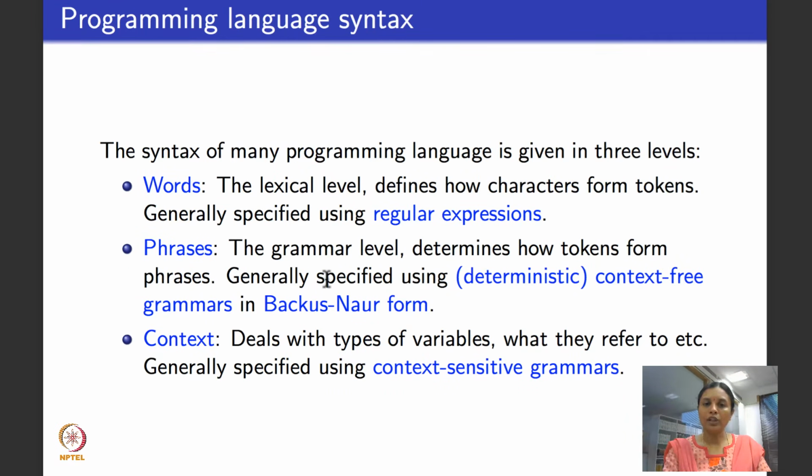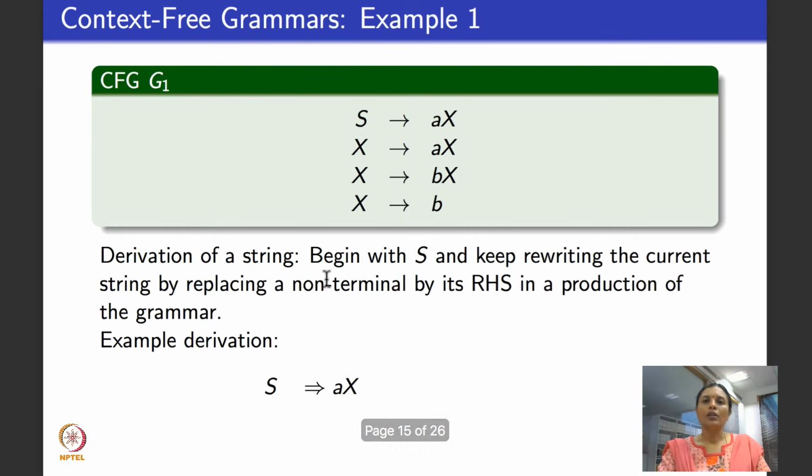Now I'll move on and tell you what context-free grammars are and how they are defined. So here is an example of a context-free grammar. What does this say? How do I read this? There is a special symbol called S. S stands for start symbol. And then there are these production rules. Each production rule has a left-hand side and a right-hand side.